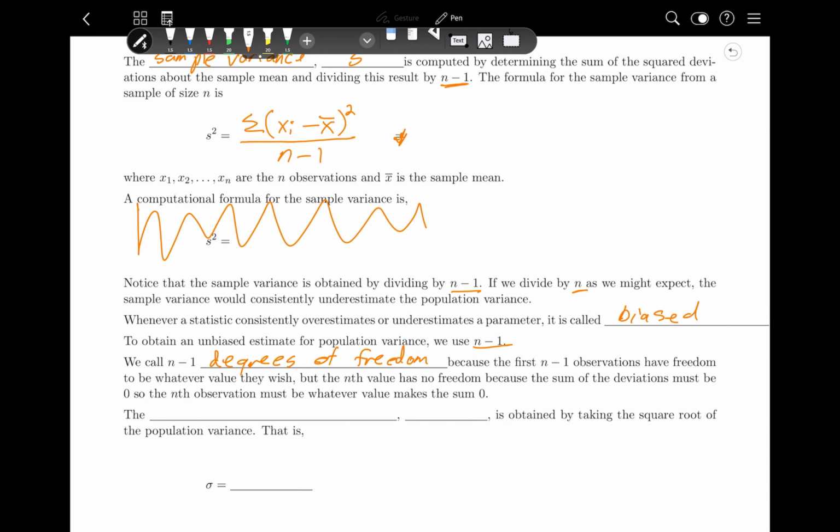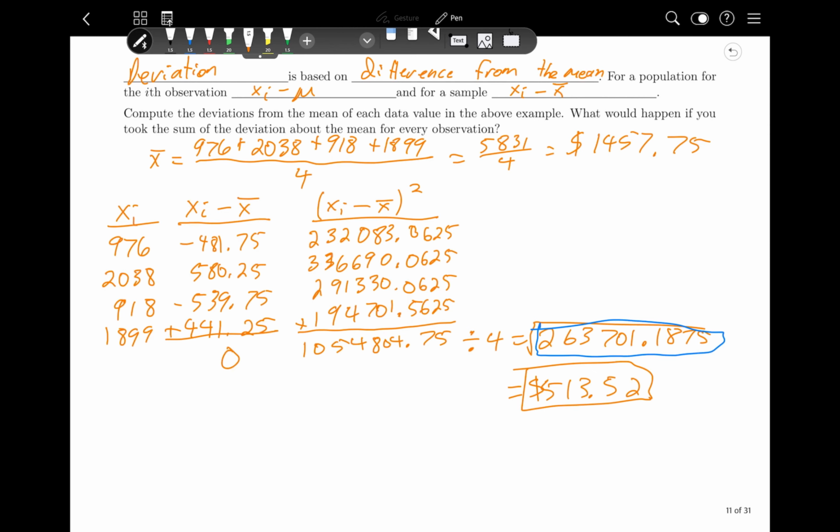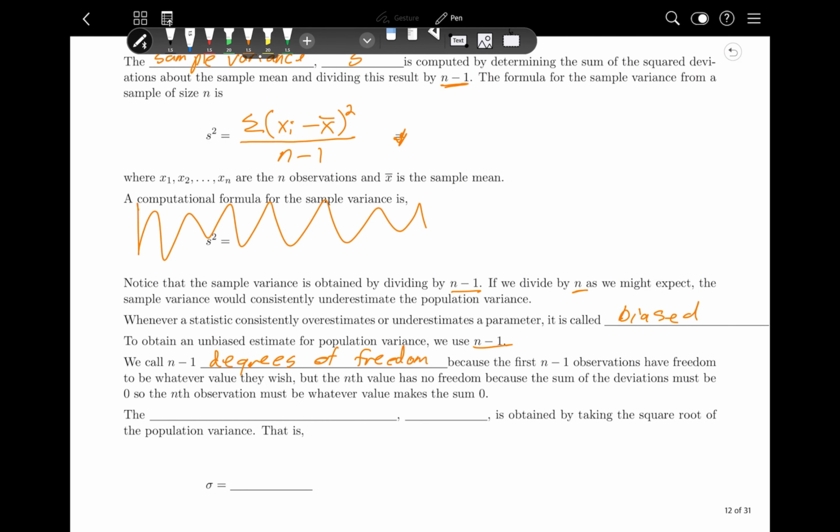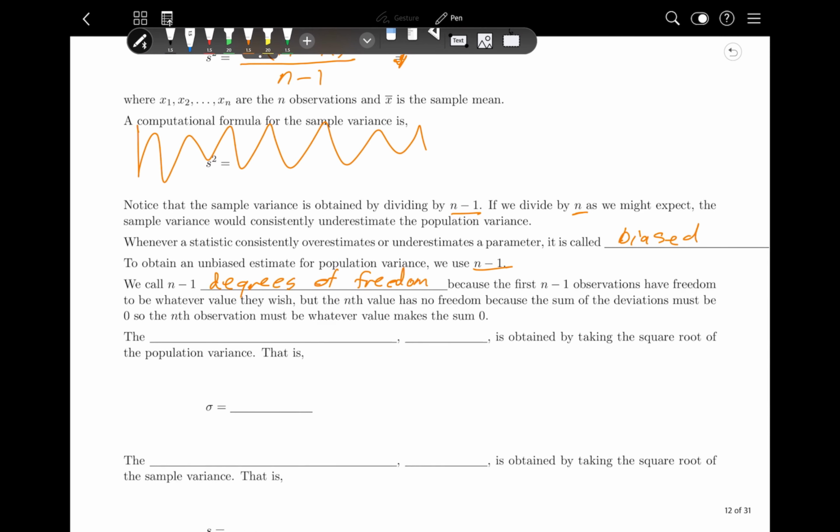because the first n minus 1 observations have the freedom to be whatever value they wish, but the nth value has no freedom, because the sum of the deviations must be 0, so the nth observation must be whatever value makes the sum 0. Basically, these first 3 observations could be whatever they wanted to be. But based on what those 3 were, the last one had to be 1899 so that this ended up being 0. So these first 3 were free, but once you know the first 3, the last one has to be fixed to make the deviations sum to 0. You don't really need to know that. What you need to know is that when you use the formula, you divide by n minus 1, and that's called degrees of freedom.